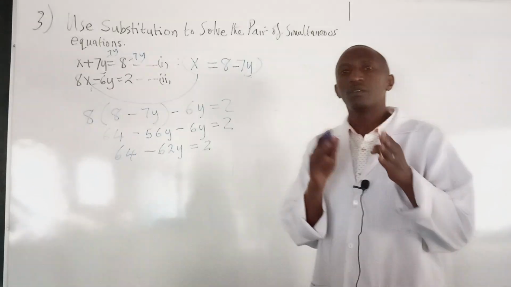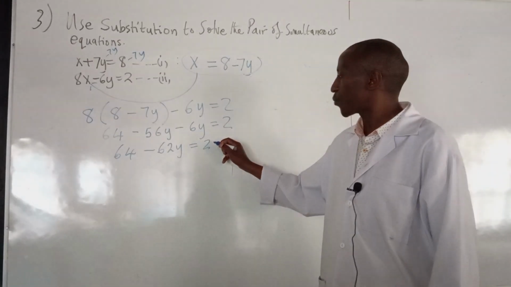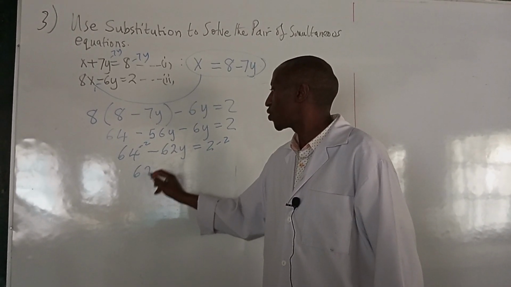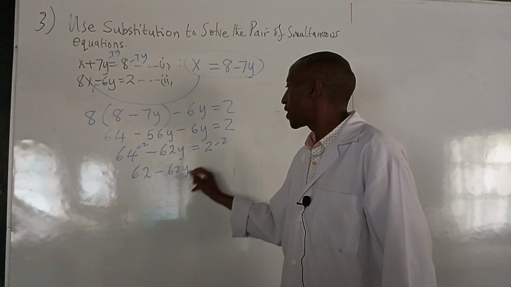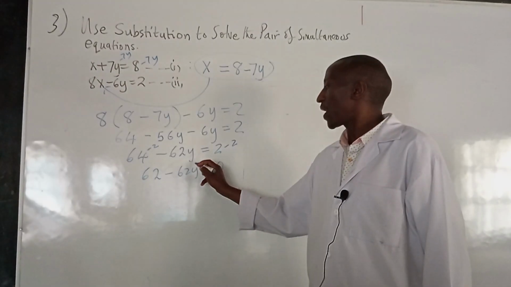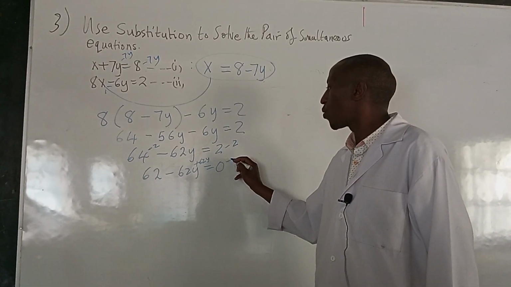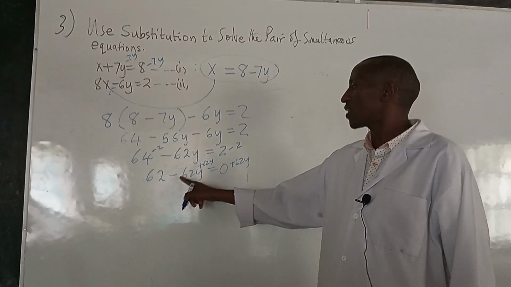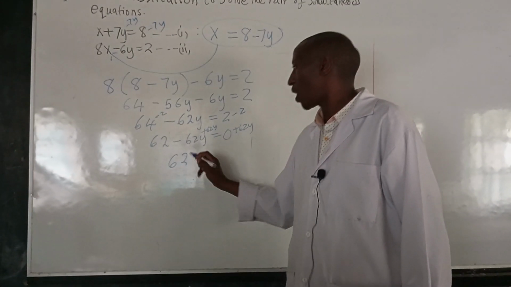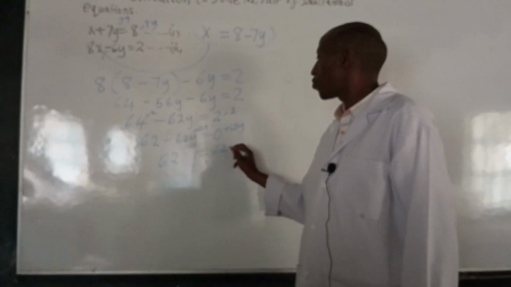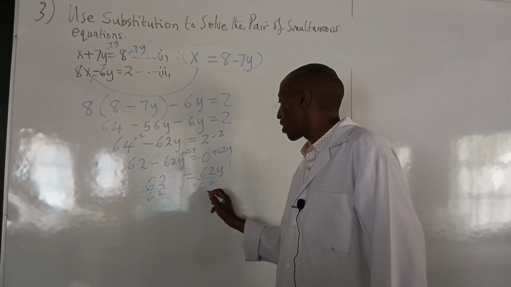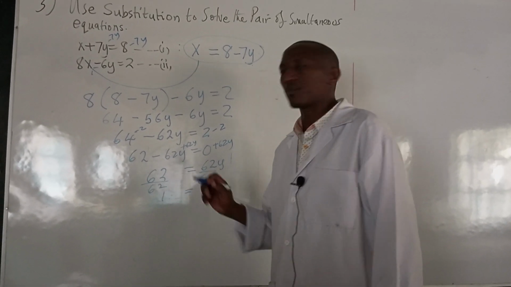Now, we need to put the like terms together. So we can subtract 2 on both sides. That gives you 62 minus 62y is equal to 0. We can shift this onto this other side by adding 62y on both sides, such that negative 62y plus 62y is 0. That gives us 62 alone is equal to 62y. We divide by 62 on both sides, and that gives us that y is equal to 1.